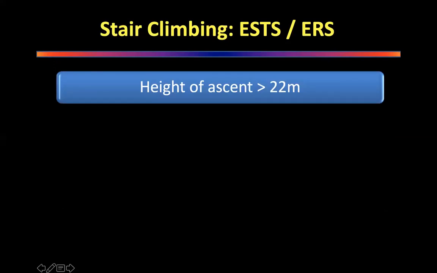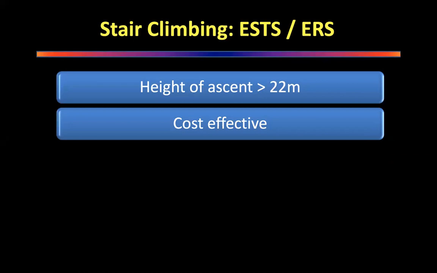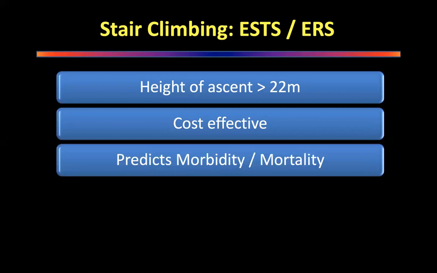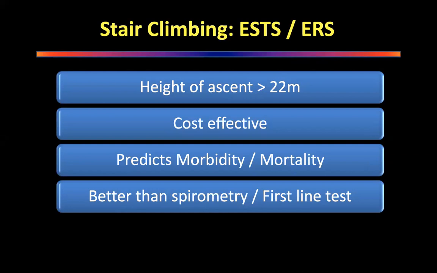Okay, so stair climbing. Stair climbing is the next step that you do. Actually, the ESTS ERS talks very highly of the stair climbing test. It says that you make the patient climb 22 meters. It's very cost effective, and surprisingly, they said it is a very good indicator which predicts morbidity and mortality. If the patient cannot do this, this is a very, very good tool, even better than simple spirometry. They said sometimes stair climbing can be used as a first line test rather than using it later on.